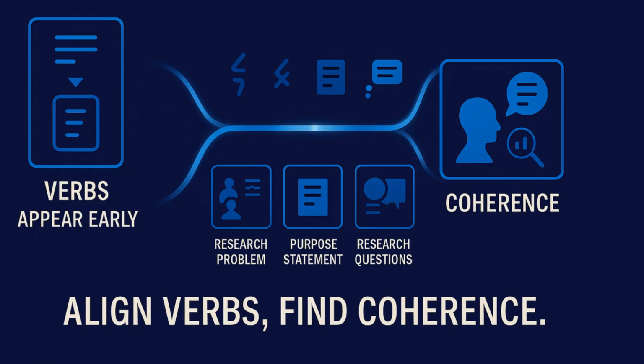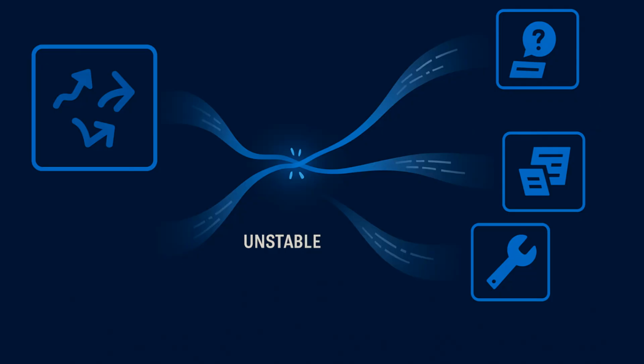Every qualitative design carries its own verbs, verbs that reveal the way the researcher enters the phenomenon. These verbs appear early, often before the method is named. They quietly shape the research problem, echo through the purpose statement, and crystallize in the research questions. When these verbs align, the study finds its coherence. When they do not, the study feels unstable, as if its sentences are trying to walk in different directions.